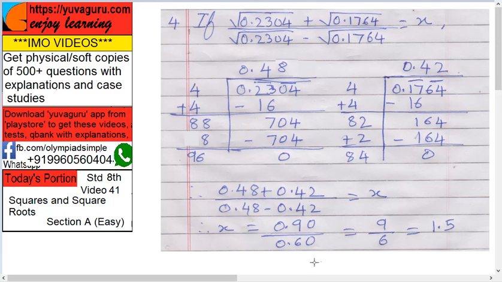So it's simple now. 0.48 plus 0.42 upon 0.48 minus 0.42 equals x. So what is this? 0.9 and here it is 0.6. So remove the points, so it becomes 9 upon 6 equals 1.5. Either 9 upon 6 or 1.5 or 3 by 2, whatever the answer is given in the exam.